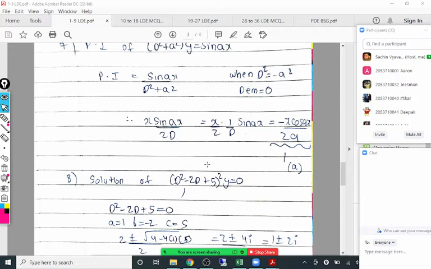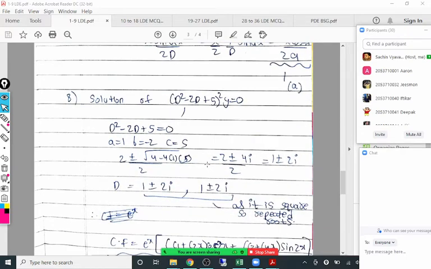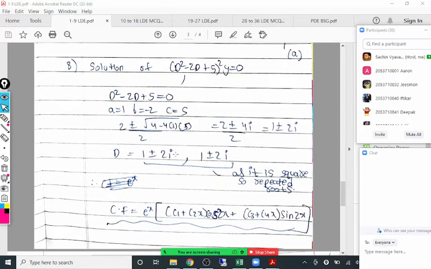Integration of sin ax is minus cos ax upon a. That's correct. Eighth, here (D² - 2D + 5) whole square is given. So obviously find the roots of this first, and then it is a repeated root. So you will observe 1 ± 2i and again 1 ± 2i.